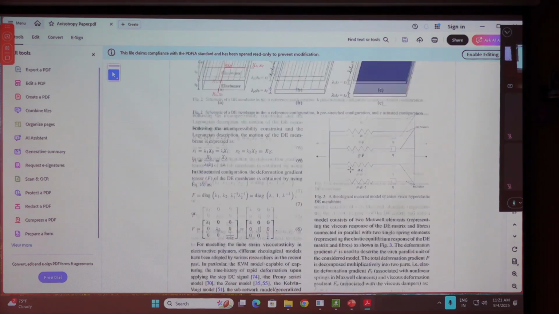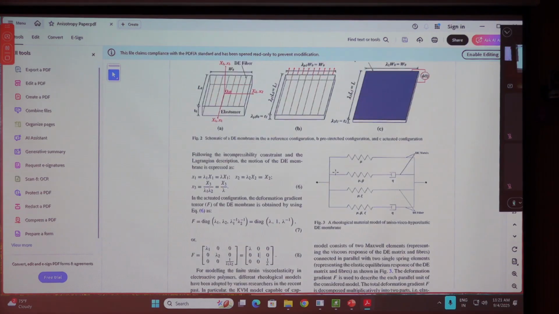Now the important concept comes. Whenever you are incorporating viscoelastic behavior, or anisotropic behavior along with the viscoelastic one, you have to consider a certain rheological model. We have considered for viscoelasticity which model? I showed you yesterday, the Zener rheological model.